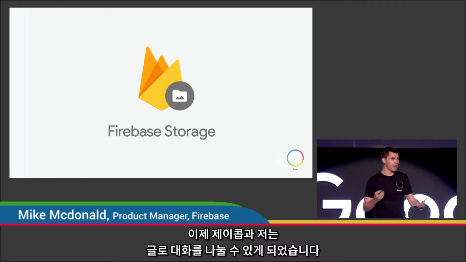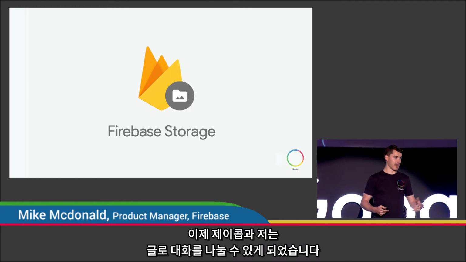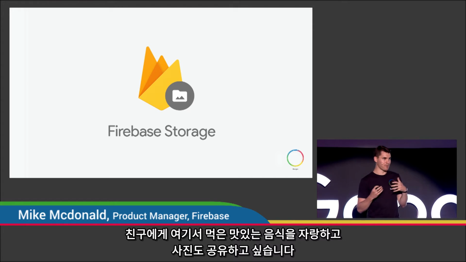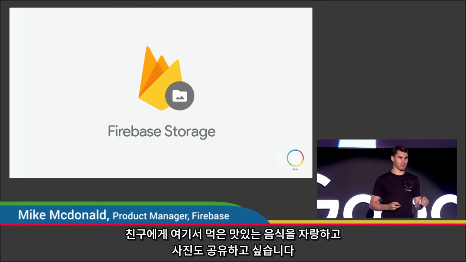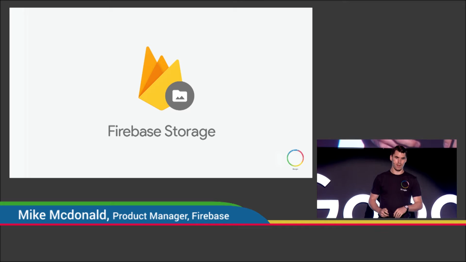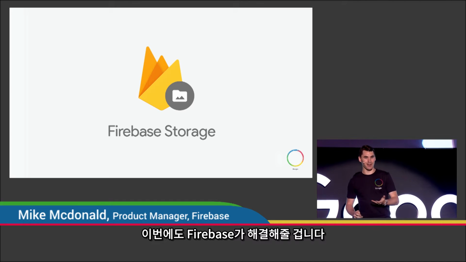Okay, Jacob and I are able to go ahead and communicate over text, but that's not quite cutting it. We've eaten a lot of amazing food here, and we need to take a picture and share that with all of our friends. Emojis just won't do. Again, Firebase has you covered.